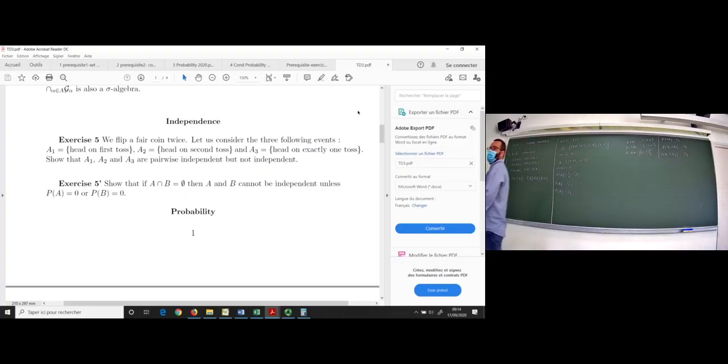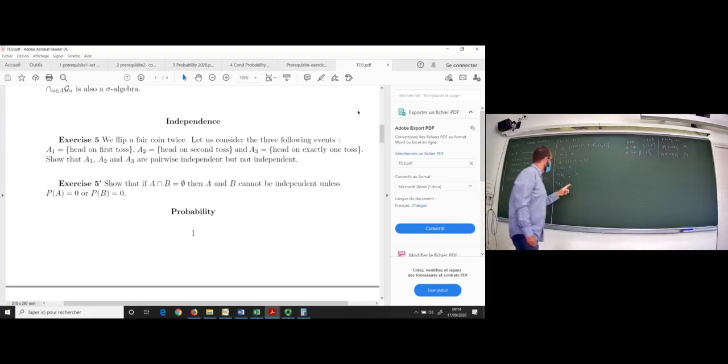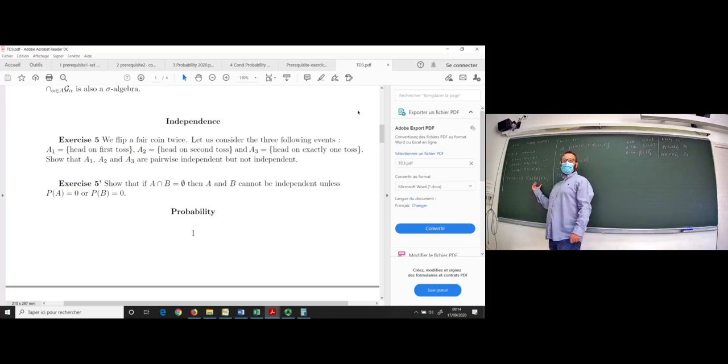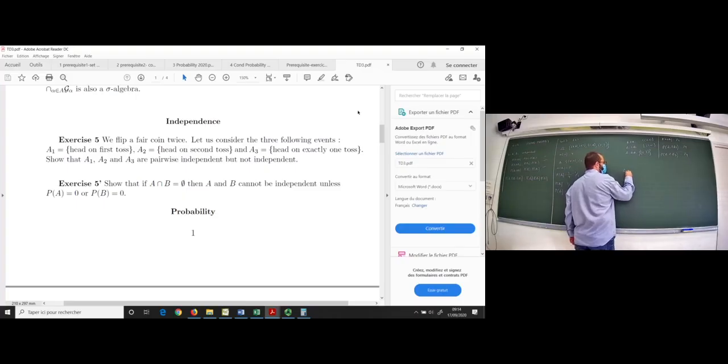So what I see when I have done this computation is that all these relations are okay, because P of A1 intersected with A2 is equal to 1 over 4, that is equal to 1/2 multiplied by 1/2. So it means that this one and this one are okay. So I can say that they are independent 2 by 2. To see that they are not independent, I have just to check that this one is not fulfilled.